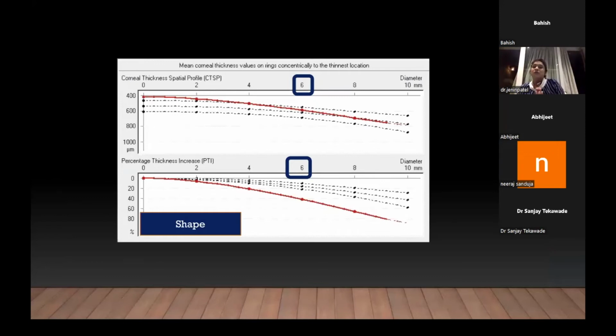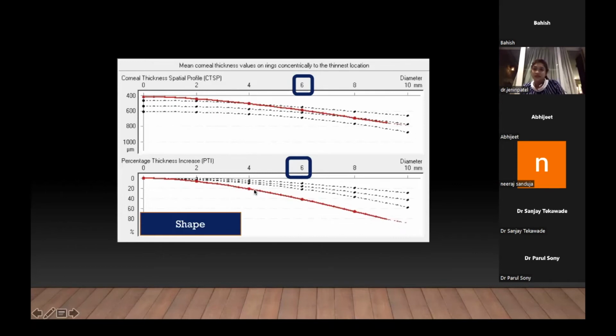This works on the principle that there is a gradient of thickness increase from the center of the cornea to the periphery. The cornea will increase in a particular format from your center to the periphery. This is plotted in the black line. Now, when your red line goes across and follows the route of the black lines, it is considered absolutely normal. However, if it leaves the black lines before the 6 millimeter mark, this is considered abnormal.